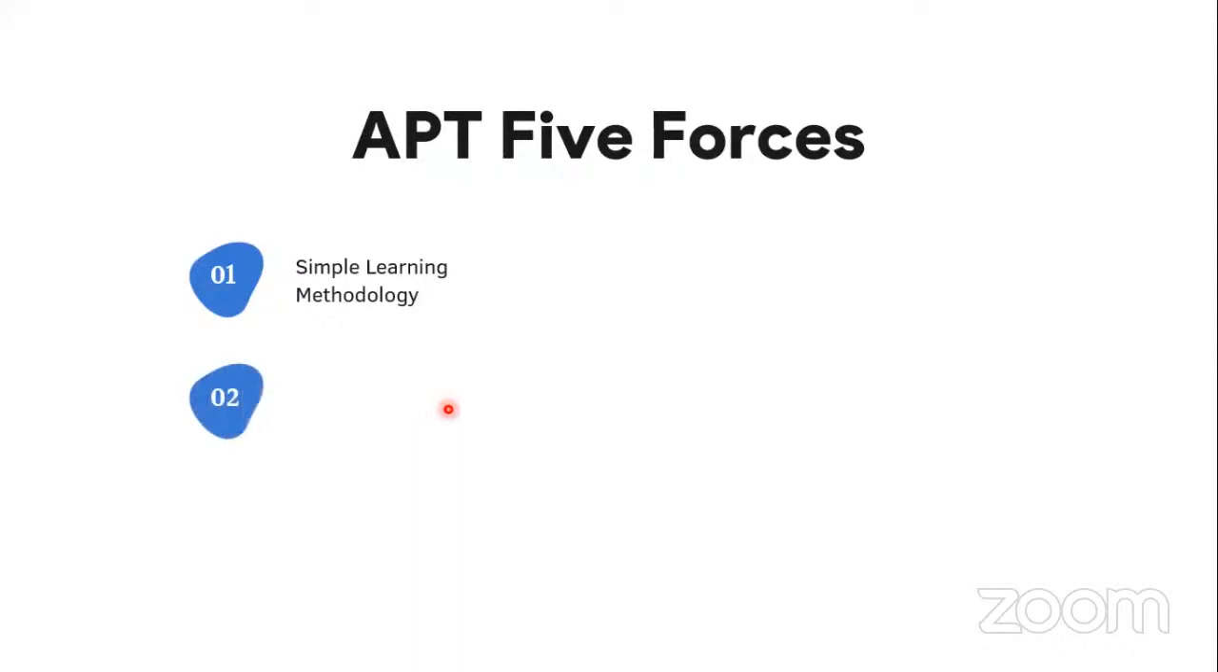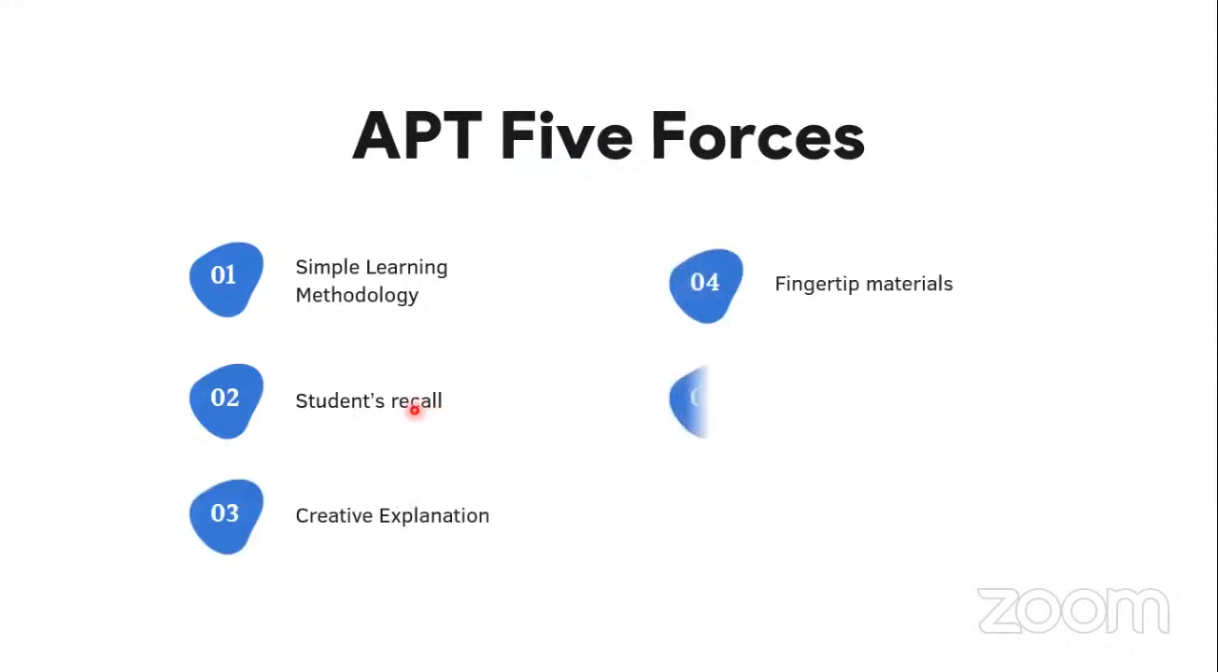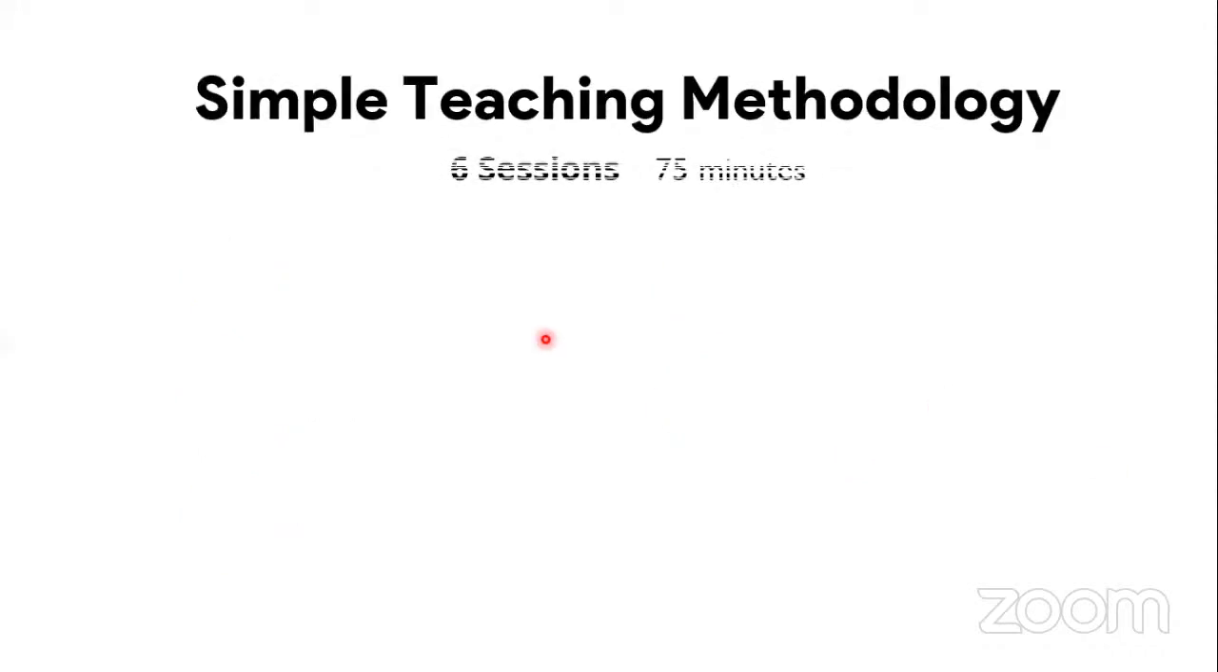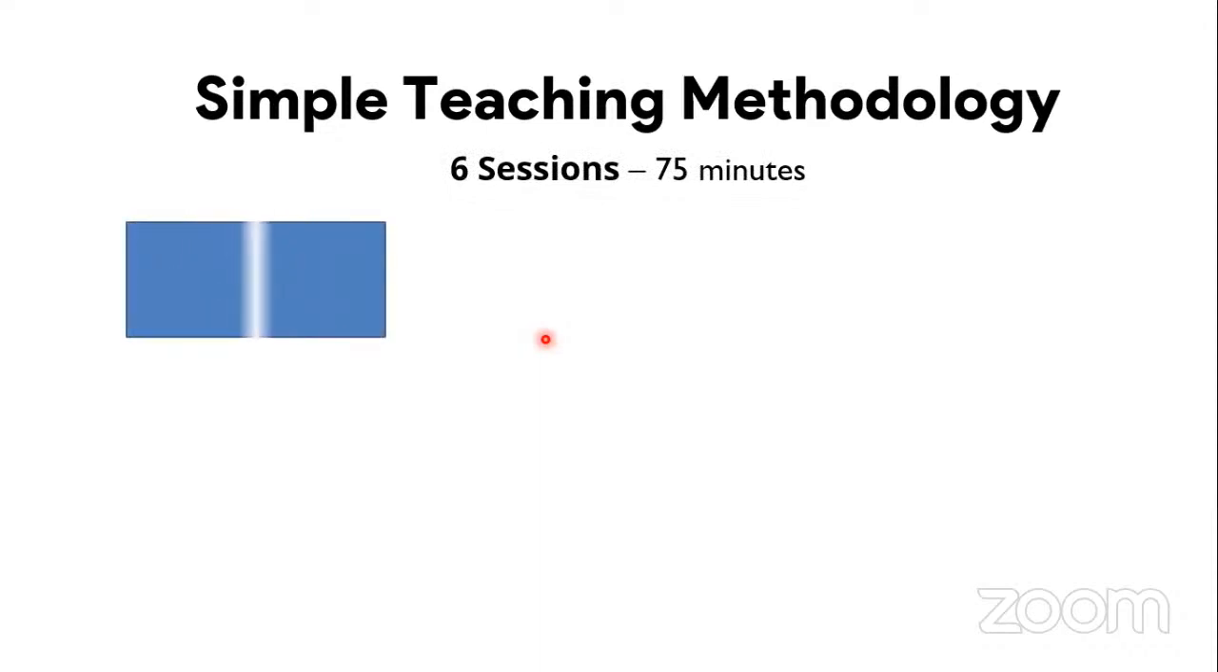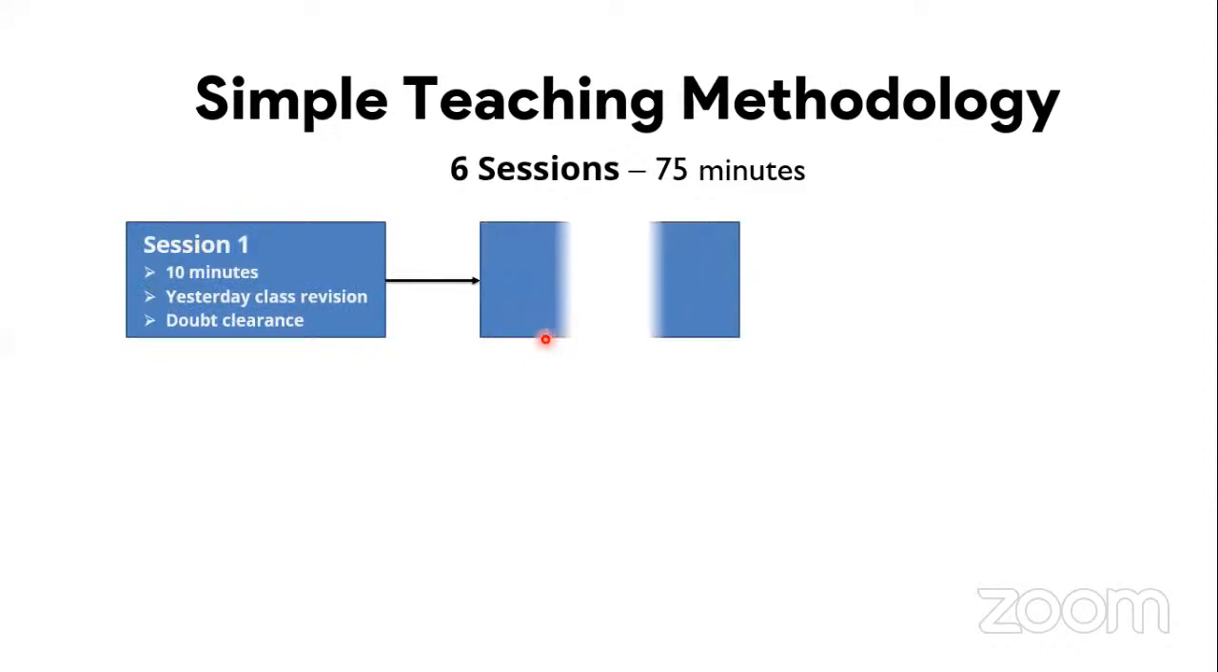So we are following a methodology called APT 5 courses. It includes simple learning methodology, students recall, creative explanation, fingertip materials, and finally the addition courses. Regarding simple learning methodology, once you join a full course, daily you will connect with the trainer for 75 minutes. We have divided these 75 minutes into 6 sessions. The first session is about 10 minutes, where we explain whatever queries you have from the previous day's class. So in the first 10 minutes, you can clear your queries.